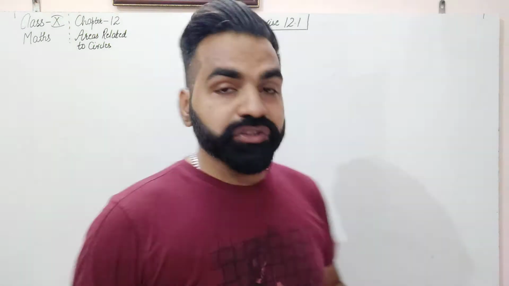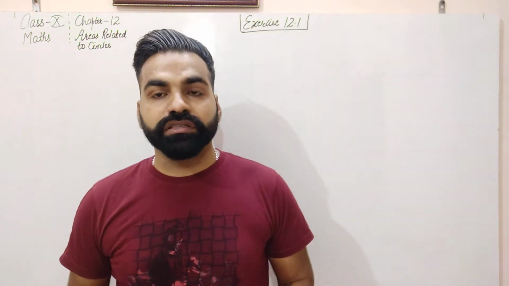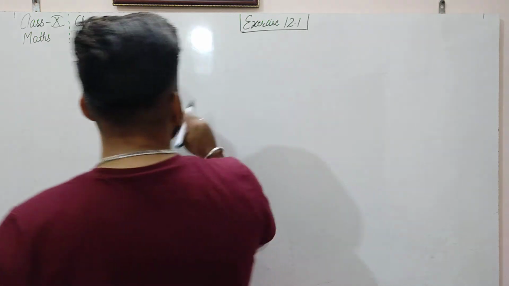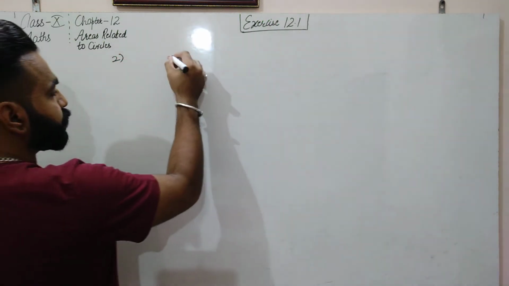Now see the second question. The radii of two circles are 8 centimeter and 6 centimeter respectively. Find the radius of the circle having area equal to the sum of the areas of the two circles. So in the first question we talked about the circumference, and now we are talking about the area. So let us start the question.